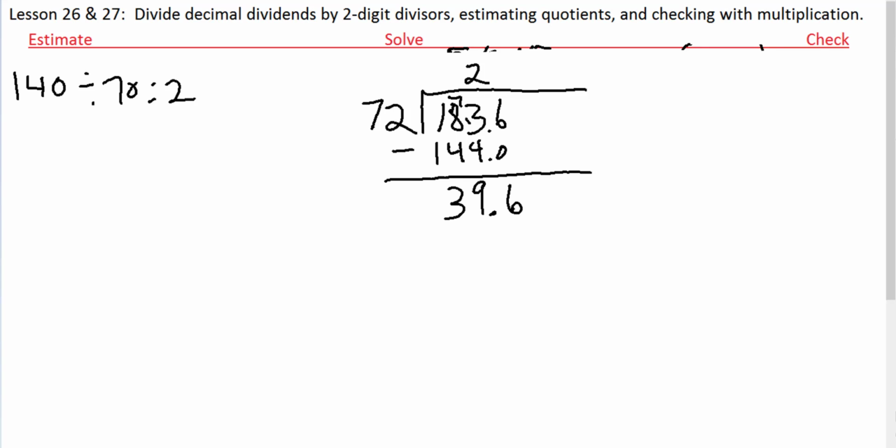Okay, this video is good for lesson 26 and 27, module 2. Divide decimal dividends by two-digit divisors, estimating quotients, and checking with multiplication.